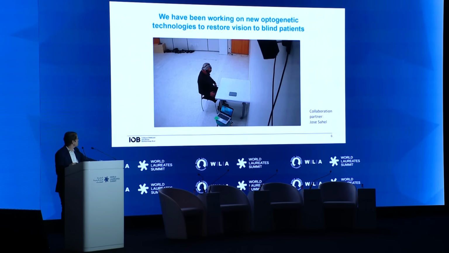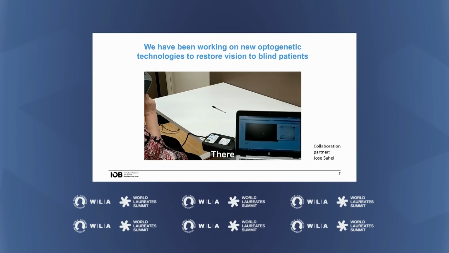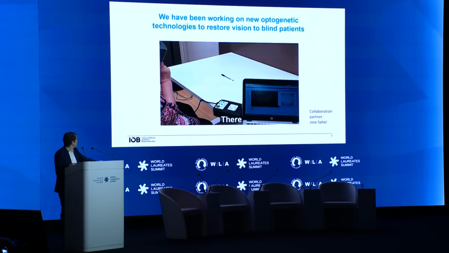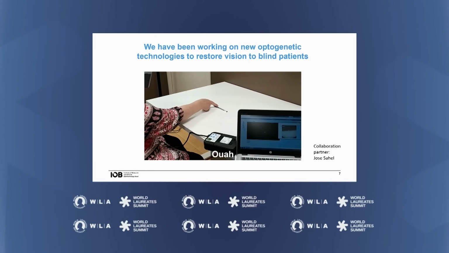And here's our first patient, who has been blind for 10 years. Now you can see as he perceives an object on a table, he can locate it and point at it almost exactly where the location is. Here's another patient, also from Paris. We can even do better. Here's a pen on the table, and she can very precisely point at an object.